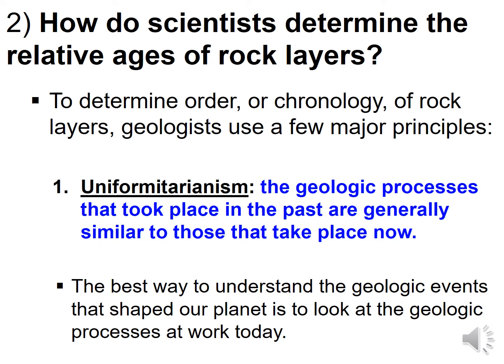The idea is that the processes that form mountains that we can see happening now are how mountains would have formed thousands or millions of years ago. Same thing with volcanoes, or we talked about oceanic trenches. The processes that formed those hundreds, thousands, millions of years ago are the same processes that are being used today. Again, this is called uniformitarianism, so it's all uniform.